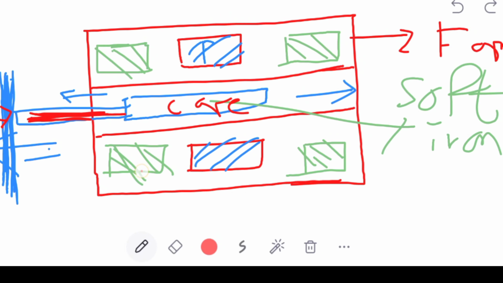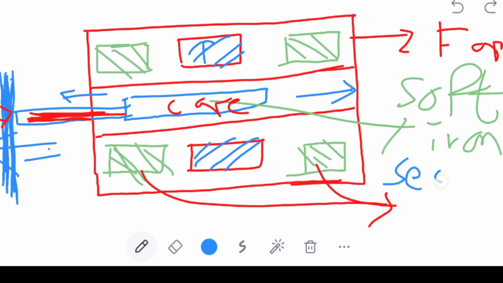These are the two secondary windings, which are surrounded by the primary winding. This is the primary winding, this is the secondary winding, and this is the soft iron core. These are the main parts only. Now let us go to the principle.